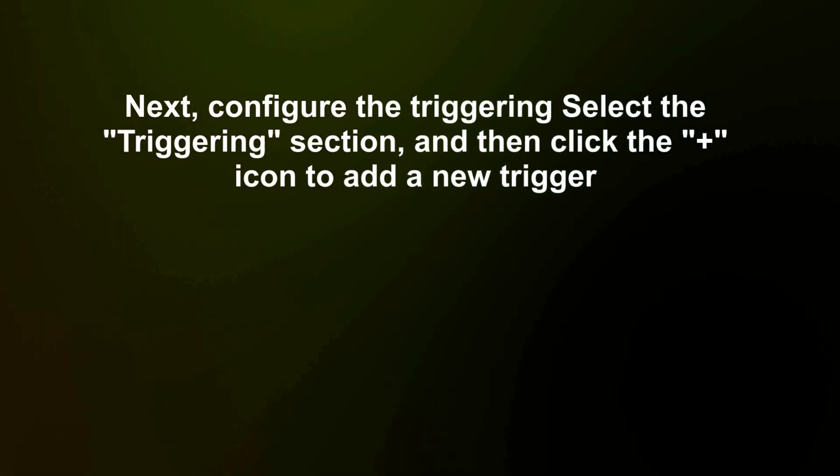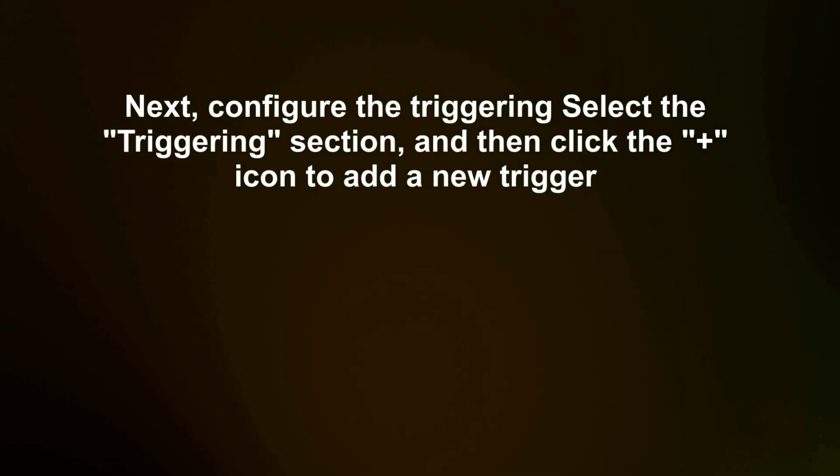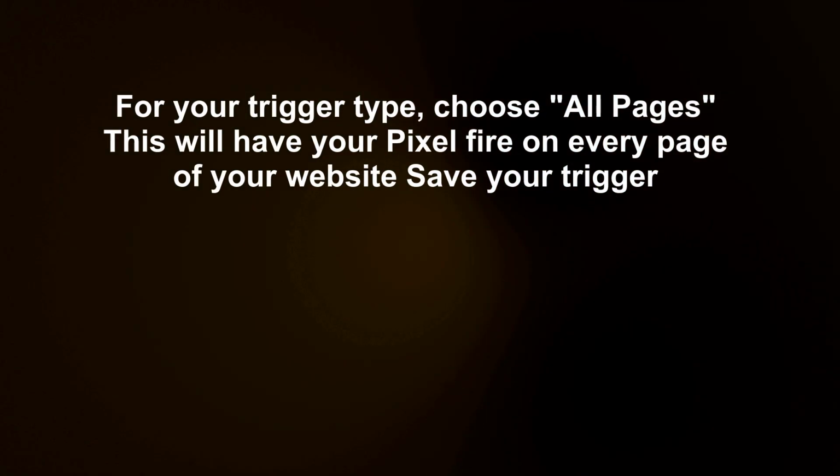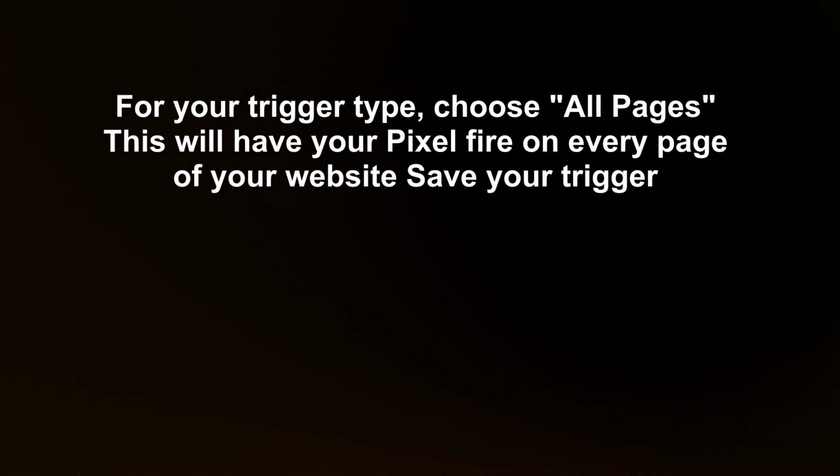Next, configure the triggering. Select the triggering section, and then click the plus icon to add a new trigger. For your trigger type, choose All Pages. This will have your pixel fire on every page of your website. Save your trigger. Now, save your tag.